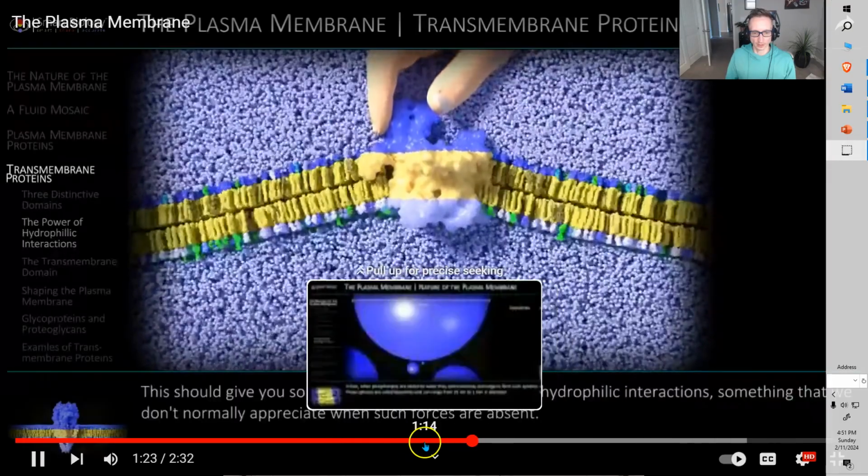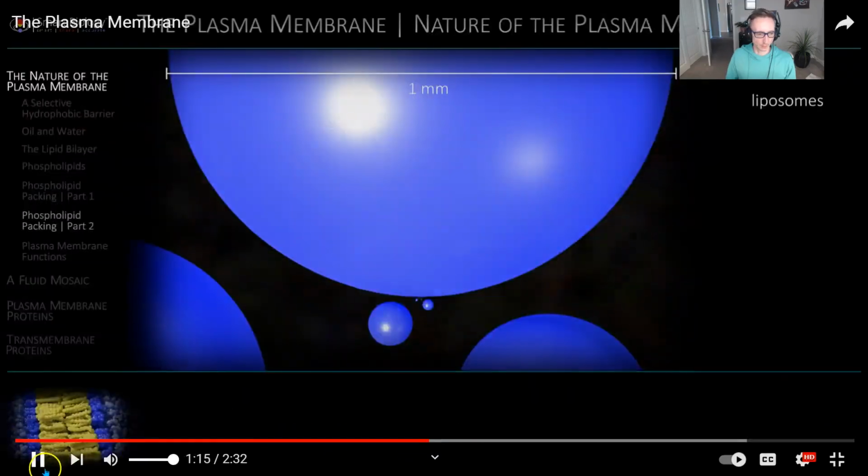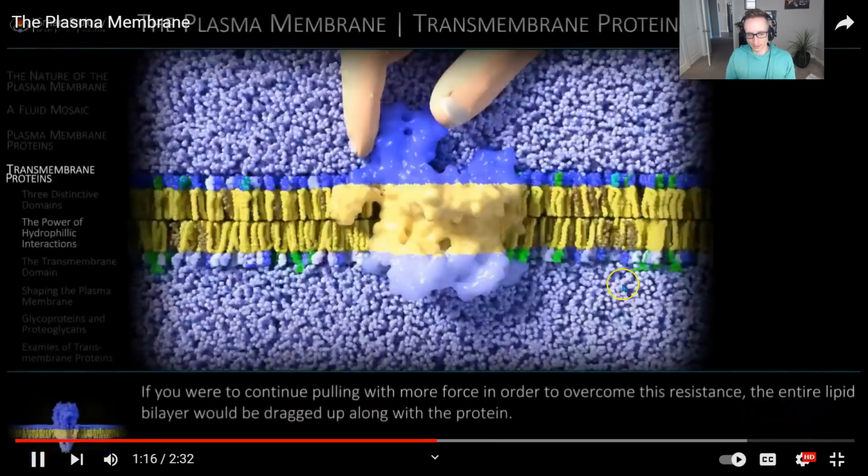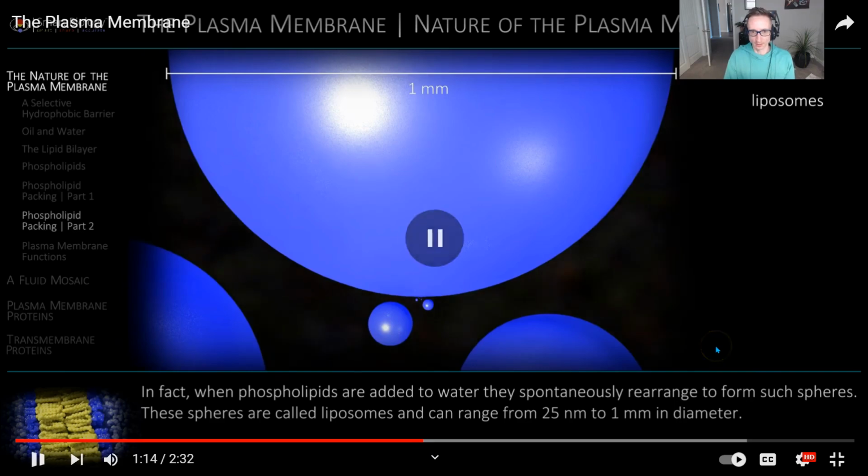Sorry, I kind of paused it there. Let me go back. I meant to pause the video and I paused the video. Dang it. In that 1 millimeter, that's the size of a frog egg, which is a single cell. And you have cells of all these different sizes.